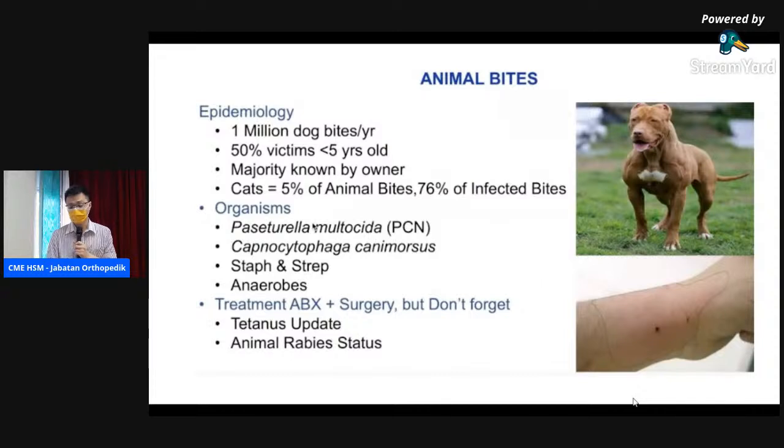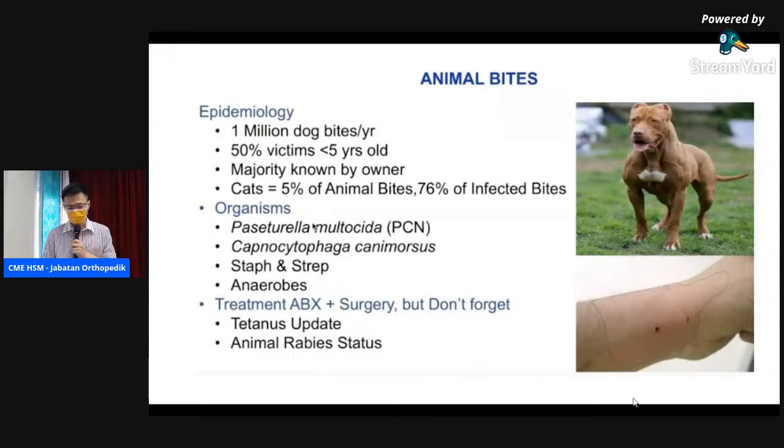And next one is animal bite. Animal bite is very common, most of the time by dog, but 5% of cat bites leads to 76% of infected bites, meaning that cat bites are less common, but very much more dangerous. Very much more dangerous, cat bites. I'll show you in a while why.